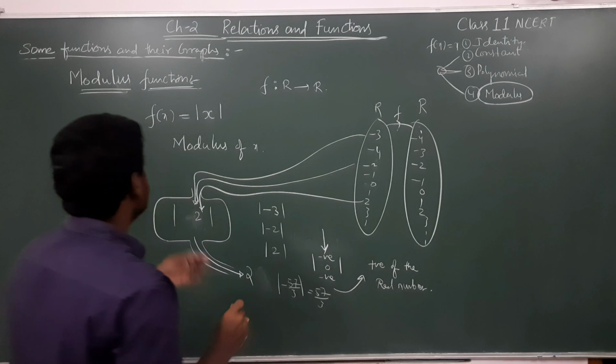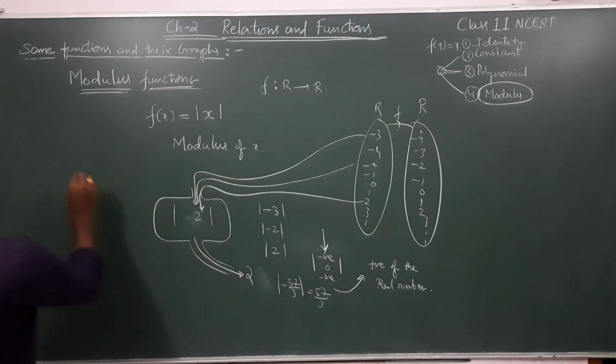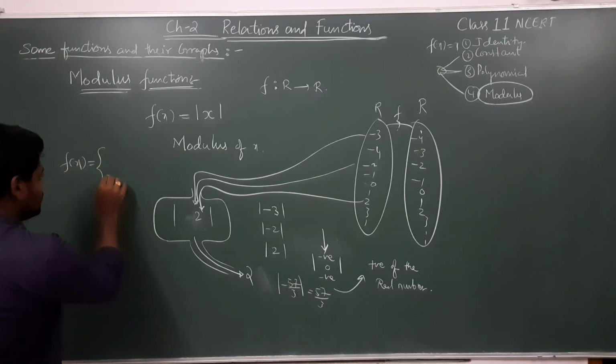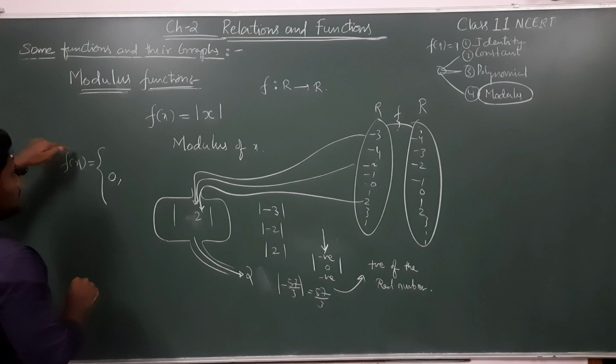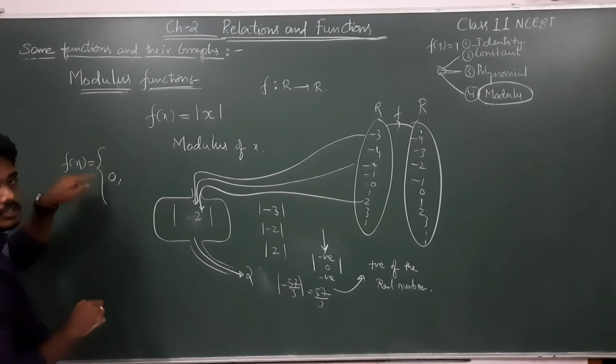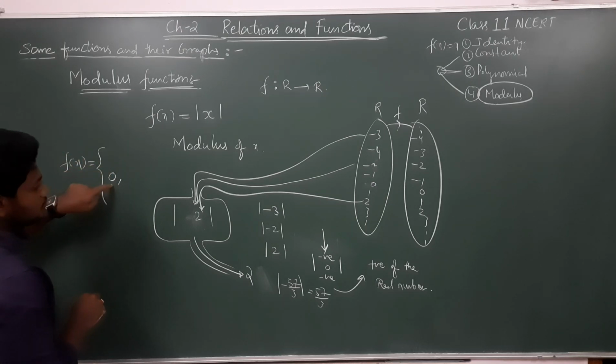Now, how will we define this? Observe carefully: f of x is equal to, it is 0. This is the domain values. This is what we are discussing as range values. f of x is equal to 0.